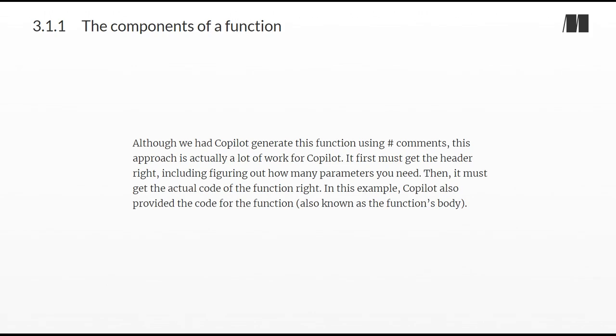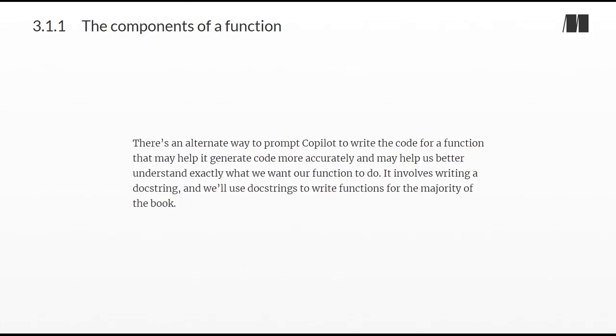Although we had Copilot generate this function using hash comments, this approach is actually a lot of work for Copilot. It first must get the header right, including figuring out how many parameters you need. Then, it must get the actual code of the function right. In this example, Copilot also provided the code for the function, also known as the function's body. There's an alternate way to prompt Copilot to write the code for a function that may help it generate code more accurately, and may help us better understand exactly what we want our function to do.